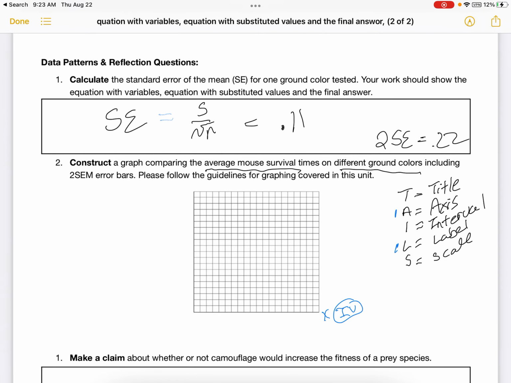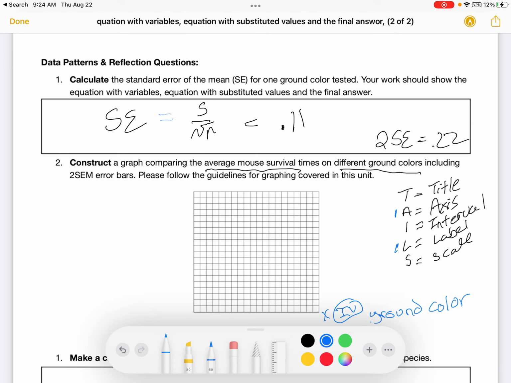Let's see if that kind of works. No, not really. So I'm actually going to put the label over here just so you can see, my tools down there are kind of in the way. Okay, so the ground color is going to go on the X, and then that means the average mouse survival time will go on the Y.